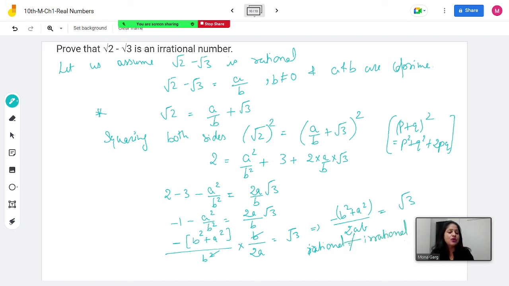So rational is not equal to irrational. Hence आपको फाइनल स्टेटमेंट क्या लिखनी है, रूट 2 माइनस रूट 3 is irrational. Root 2 minus root 3 is irrational. Yippee! So this is the very important question. थोड़ा ध्यान से करना. If you want to explore more questions, just drop me a message. Thank you so much मेरे बच्चा.